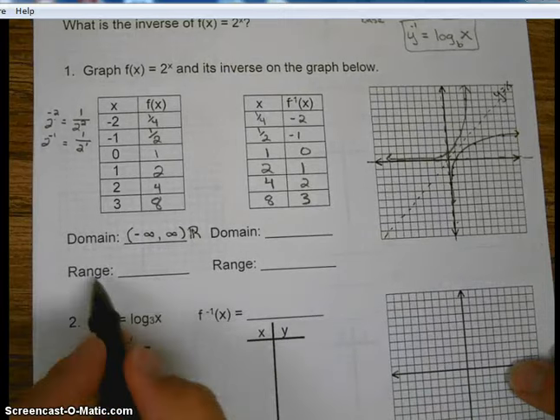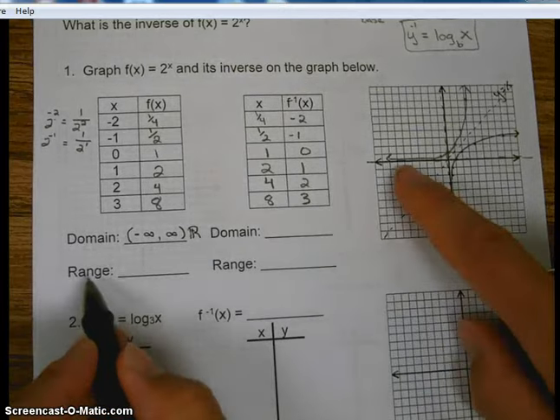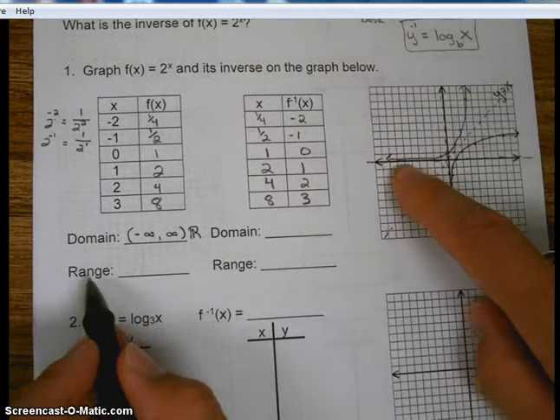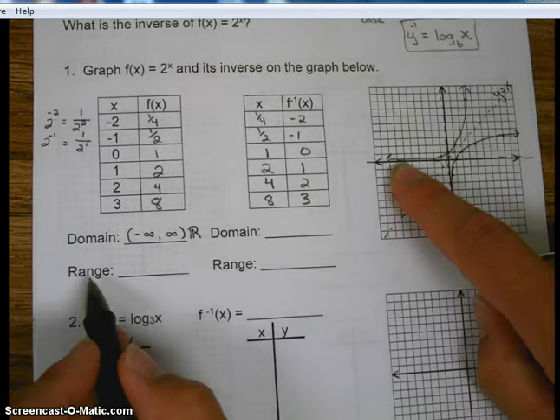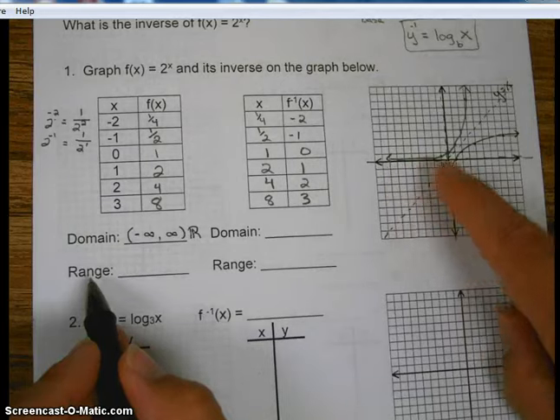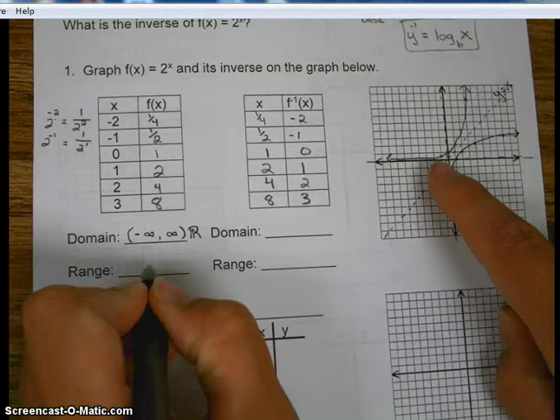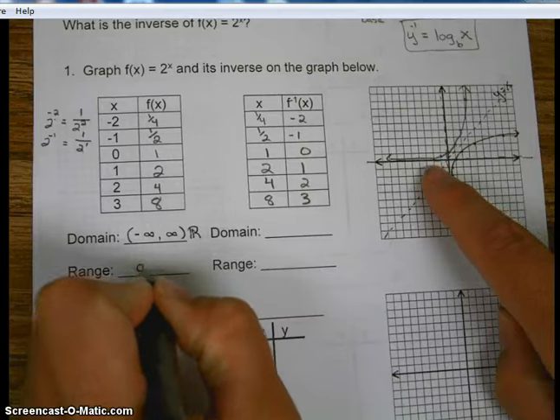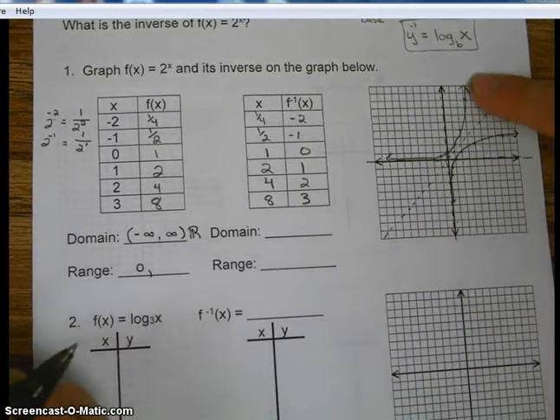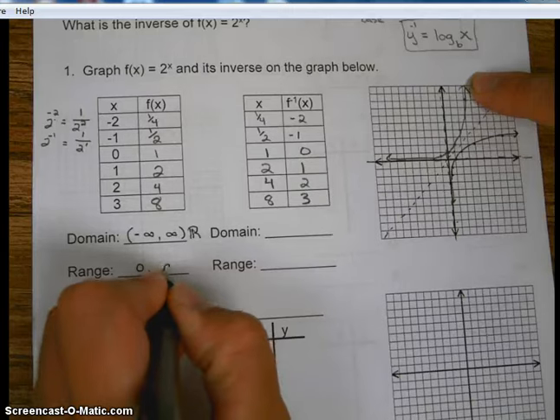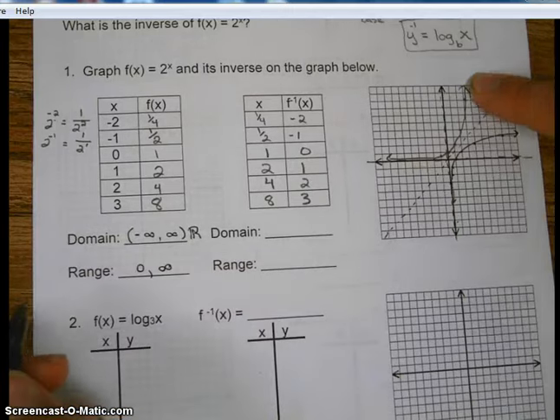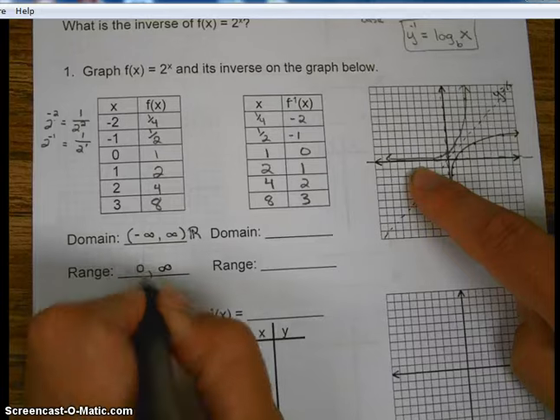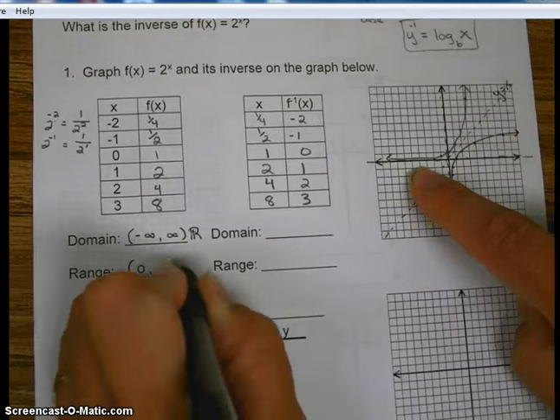Okay? Range, since we have an asymptote here, you know that this graph doesn't cross this asymptote. So the graph is approaching 0 on the low end. And then on the high end, it's going to infinity. And since it doesn't ever get to 0, we're going to use a parentheses.